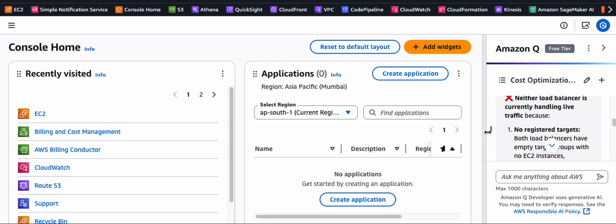Friends, today I'll talk about Amazon Q, which is an AI assistant tool in AWS, which is very useful for different analysis in your AWS account. One of the best things that so far I have experienced using this tool is cost optimization. So I always keep a watch on my cost.